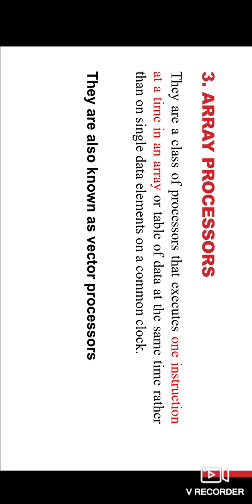The third type is the array processor. They are a class of processors, and the other name for this is vector processor. It is called an array processor because it executes one instruction at a time on an array or table of data at the same time. The same instruction can be executed on a table of data or on an array of data. That's why it's called an array processor.